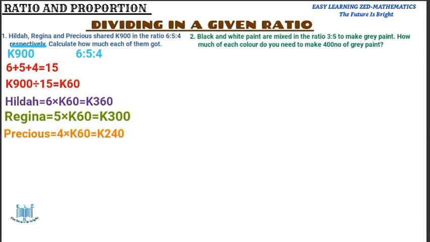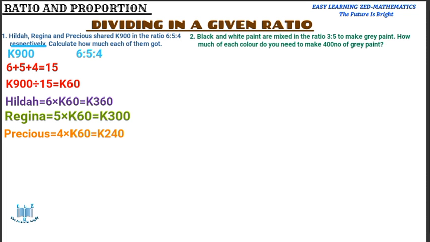Okay, now let's go to question number 2. For question number 2, I'm going to use a different method. Question number 2 is: black and white paint are mixed in the ratio 3:5:2.